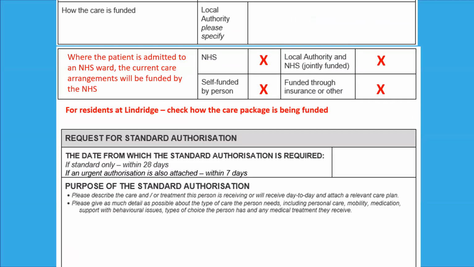Moving on to completing the actual request for standard authorization. Here you can see that you are to identify the date from which the standard authorization is required. If you are applying for a standard only, this date needs to be written within the next 28 days. If you are also granting an urgent authorization, you will most likely identify a day within the next 7 days, but if in doubt, just put the day you are completing this form.